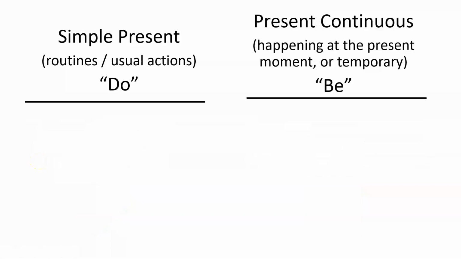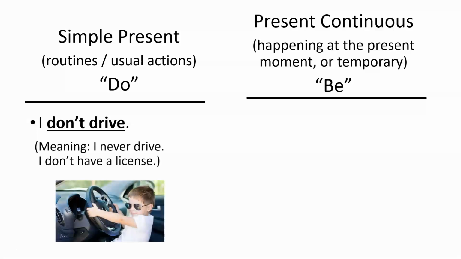Here's another example. Let's look at this sentence. I don't drive. So drive is definitely an action. When I say I don't drive in the simple present, that shows something that's normal or usual for me. I usually don't drive. So what's the meaning there? That I never drive. Like I don't have a license, probably.